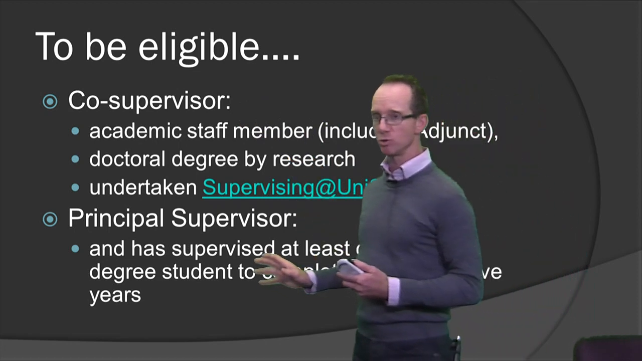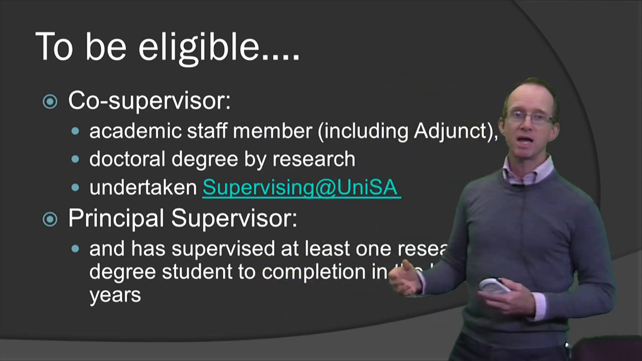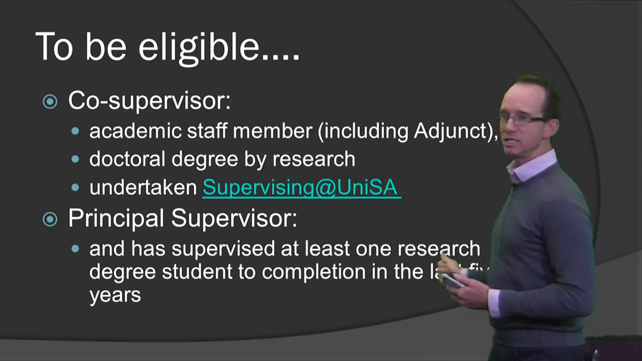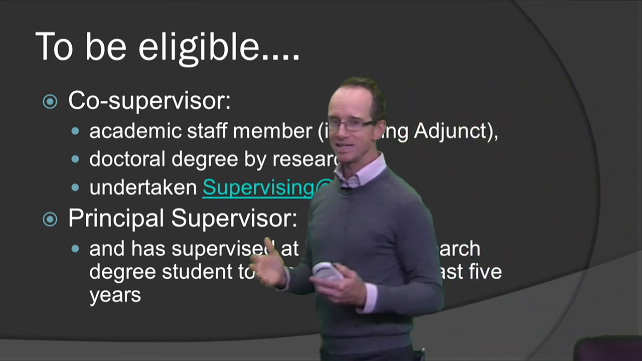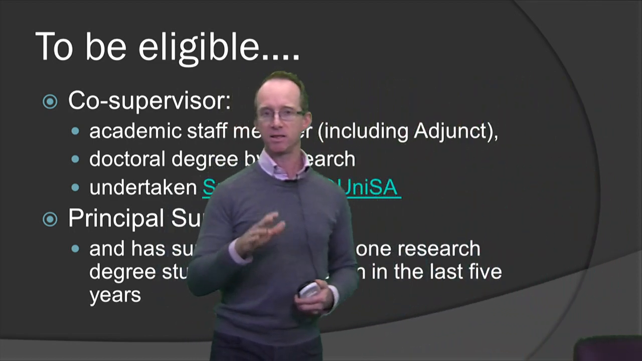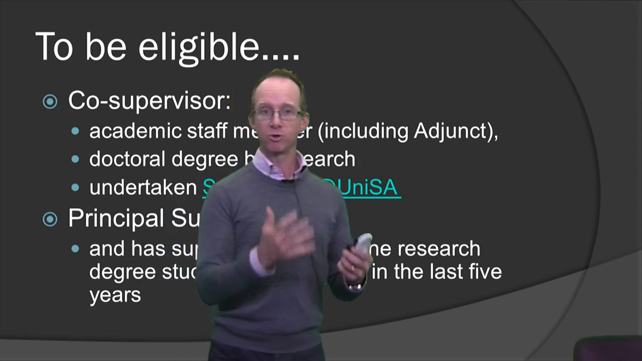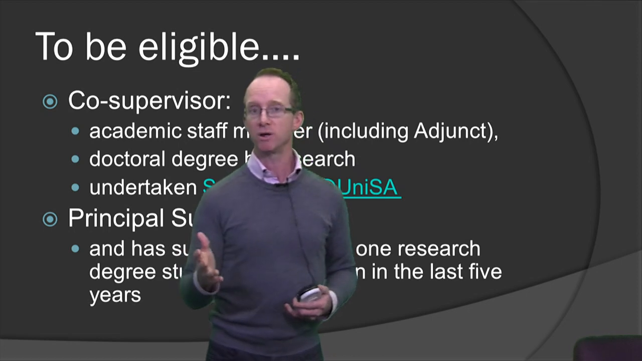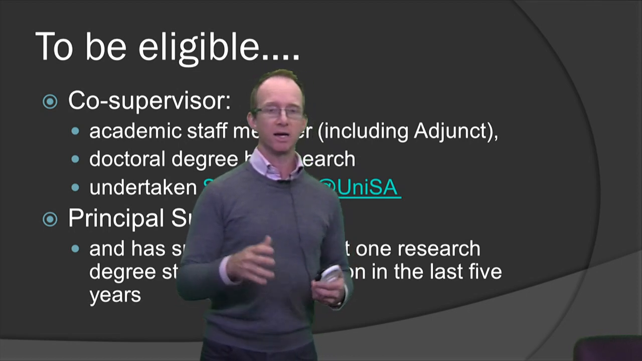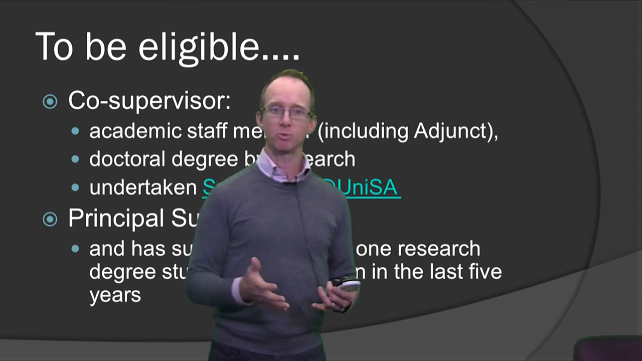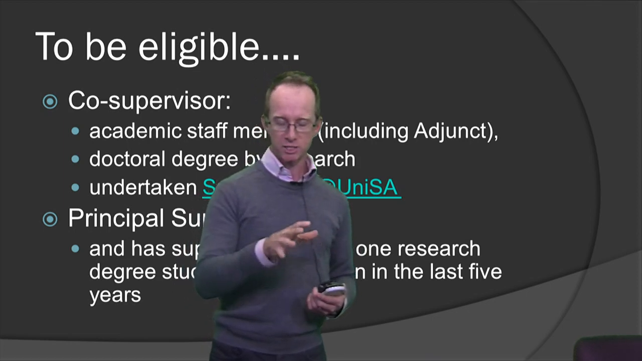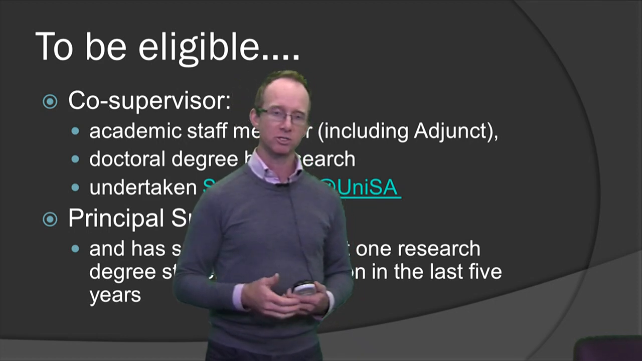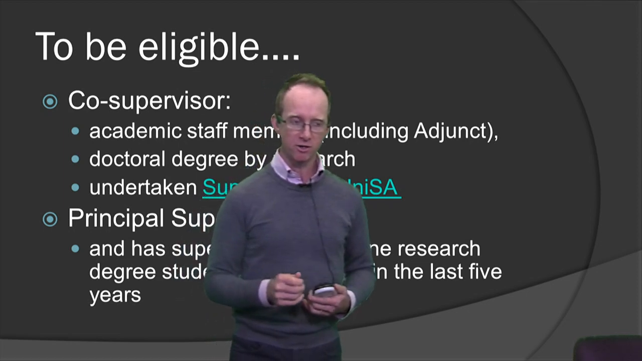Now, if someone wants to be a principal supervisor, they have to satisfy the criteria for a co-supervisor, plus they have to have supervised at least 1 research degree student to completion in the last 5 years. What this means is that someone may be eligible to be a principal supervisor, but after a while, if they haven't graduated any students, they won't be eligible. That won't affect the current students being supervised. If that happens, the relationships and the arrangements are maintained until that student finishes, but it applies to when new students are recruited. So that's the criteria to be a principal supervisor.